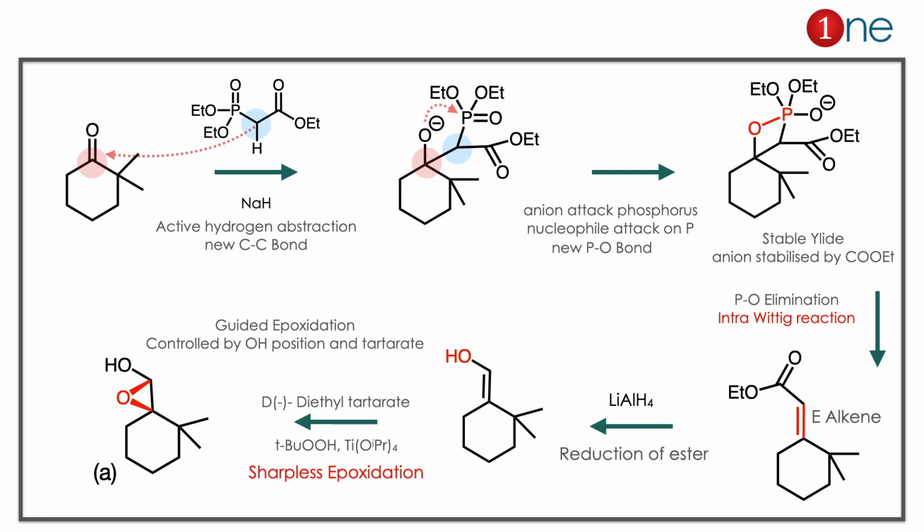If you are interested, go and study the mechanism separately. This reaction is controlled by the OH position and the tartrate configuration. So the answer is clearly A. Here you have to learn 2 important things. One is the Wittig reaction. The Wittig reaction forms the alkene from the carbonyl. The reaction gives E alkene when there is a stable ylide. Next thing is Sharpless epoxidation. If you have OH on the left position with minus tartrate, you have epoxide above the plane.